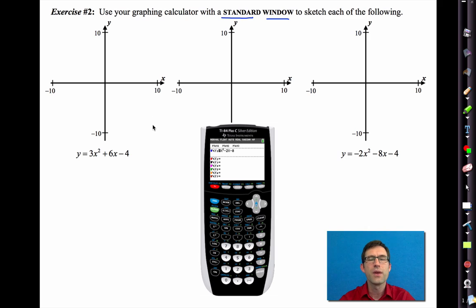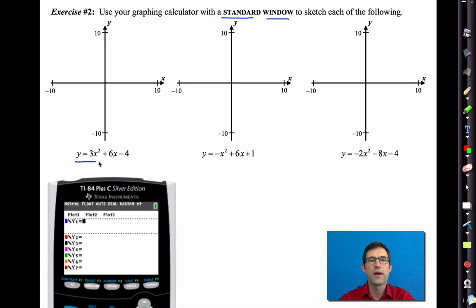Let's take the calculator. Let's hit y equals. All right. Clear out any equations that might be there. Okay. And let's put that first one in. Okay. So let's put in 3 times x squared plus 6 times x minus 4. As always, once you've got the equation in there, I want you to pause for a minute. I want you to look at it, make sure that it looks right.